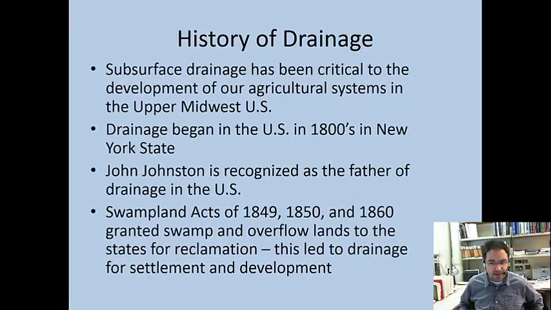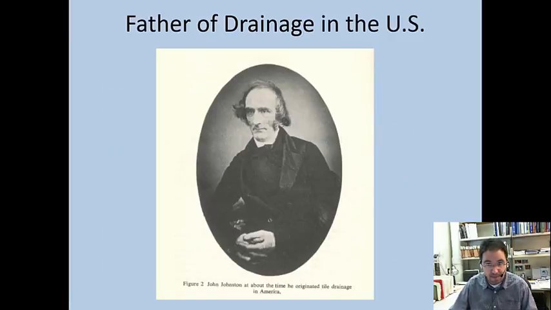As we look at Iowa, where I'm from, right around 1900 is when a lot of our drainage districts were established, and so a big push and a lot of installation of artificial drainage systems at that time period. But as we look at it historically, about that 1860 period, we kind of saw the start of drainage, and a lot of that coming from the Swampland Acts. And just a photo of John Johnston at about the time that he originated tile drainage in America.